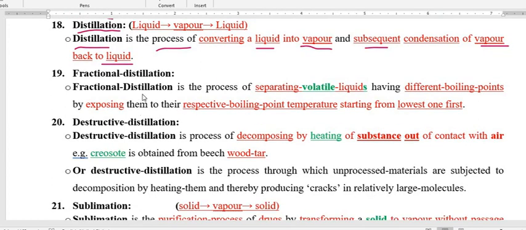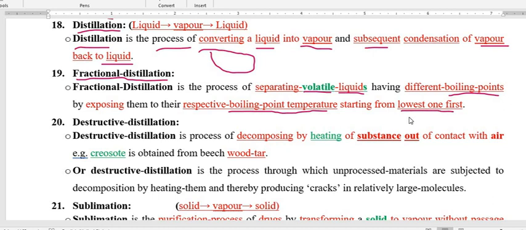And another term is fractional distillation. So what is this fractional distillation? If the liquid possesses various different types of liquid that are volatile in nature and also possess different boiling points, then we have to separate the different volatile liquids from each other by heating and boiling it from lower to higher.